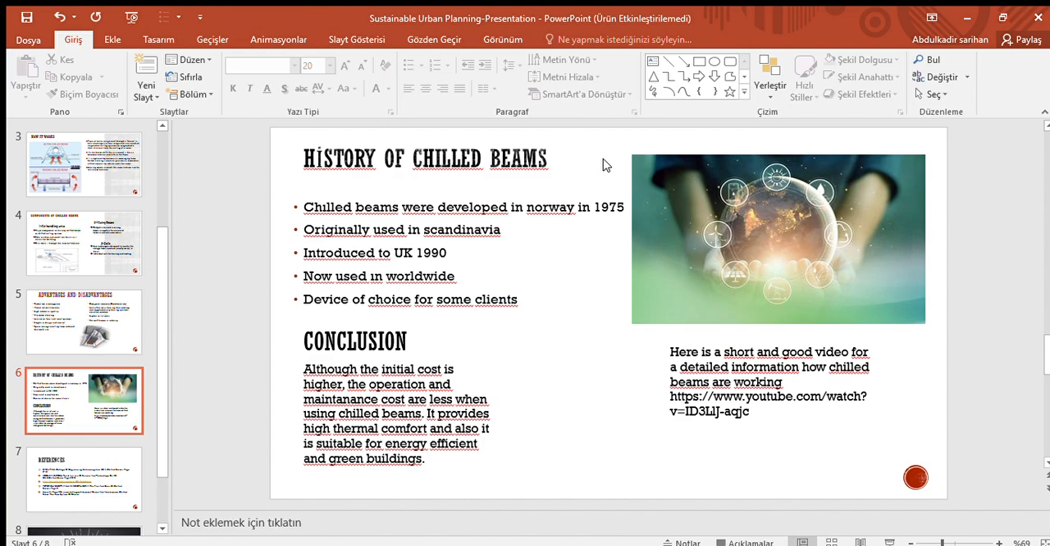Although the initial cost is higher, the operation and maintenance costs are less when we use chill beams. That's right. And for me, the best part is reduction in energy use, because as we know, traditional systems for cooling and heating buildings use lots of energy, and nowadays countries especially are adopting policies for using less energy, so the system is very good for using less energy, and also it provides high thermal comfort, and it is suitable for energy efficient and green buildings.